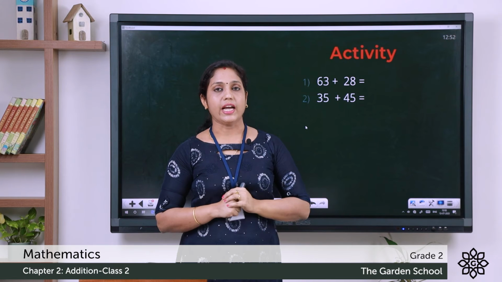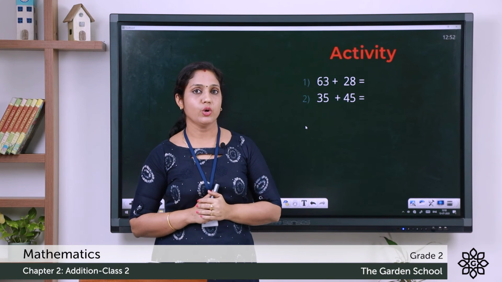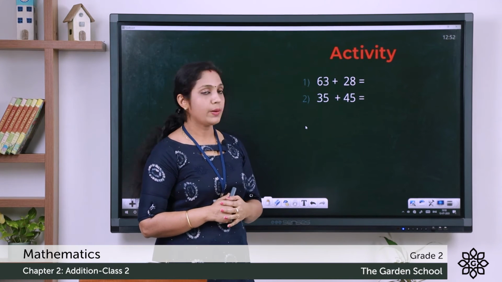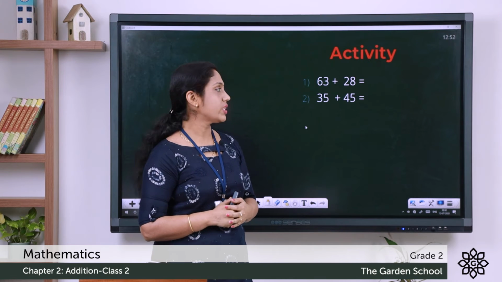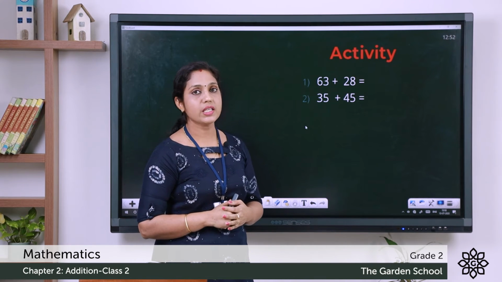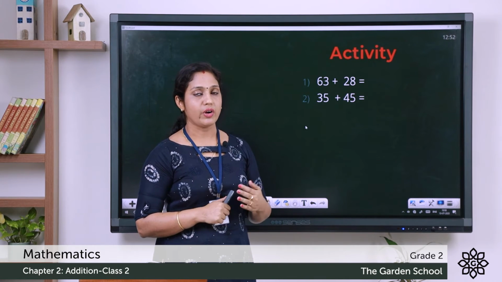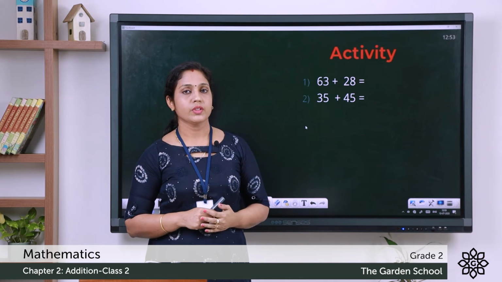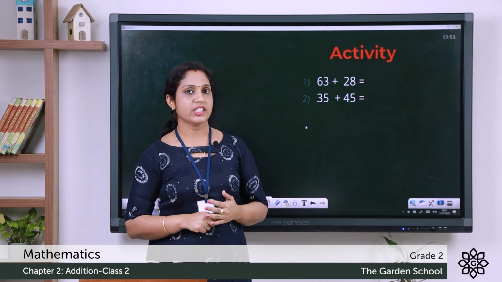Now, let us do the activity. Take down your notebook and write down the questions. You have 63 plus 28 and the second question 35 plus 45. Now, write down, and after you have done, we can check the answer. So, hope you have done. Now, let us check the answer.